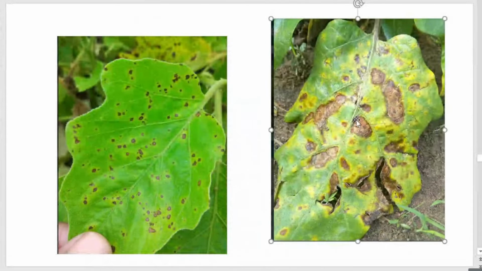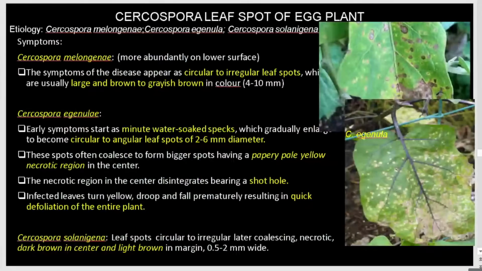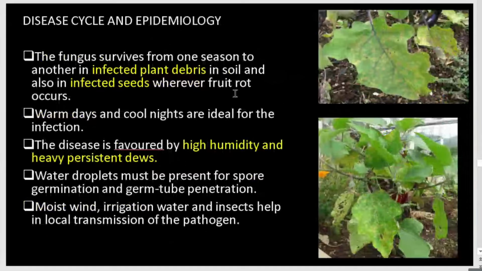In case of Cercospora melongena, these are typical symptoms. You can see the light colored center. They are more or less grayish brown. They have a dark colored margin that is typically brown, and when they enlarge, they form large patches. And in case of infections due to Cercospora eugenila, shot hole effects are very pronounced. They produce a peppery, pale yellow effect on the infected leaves.